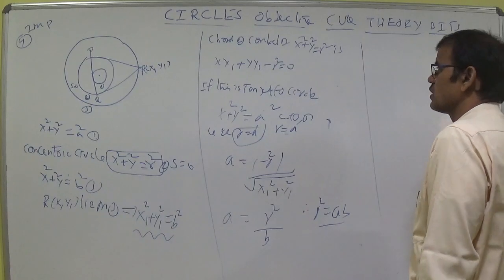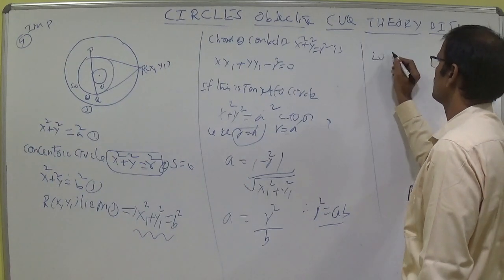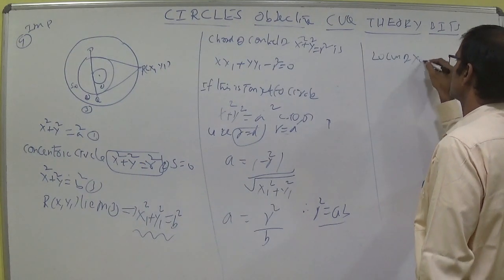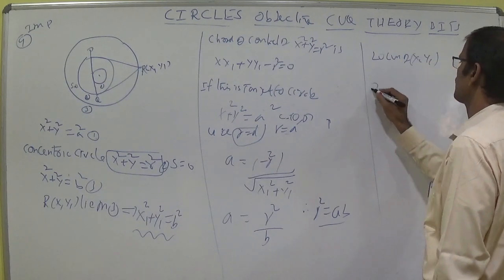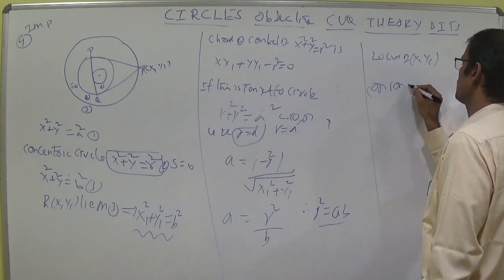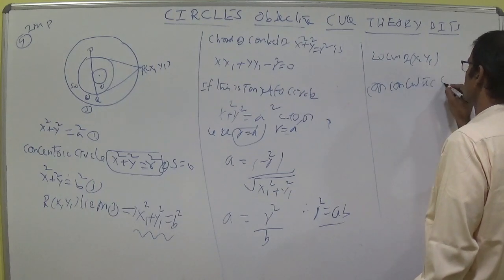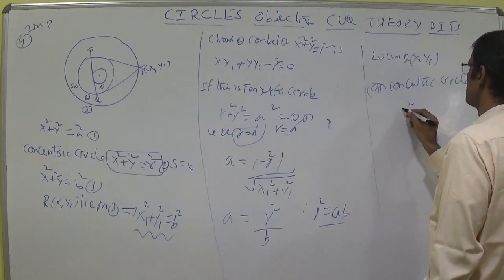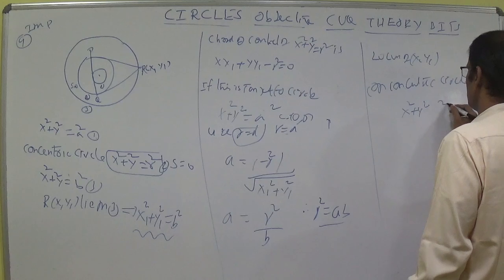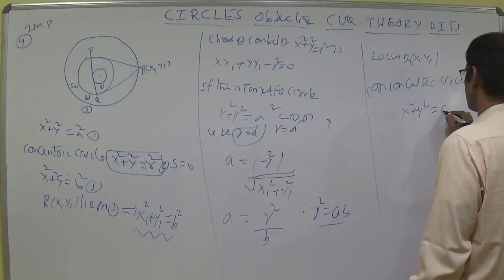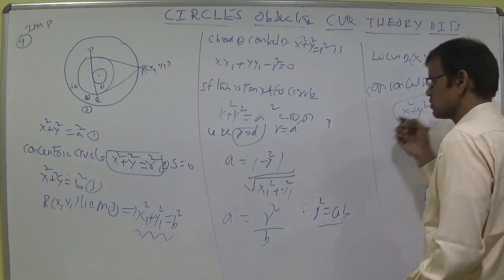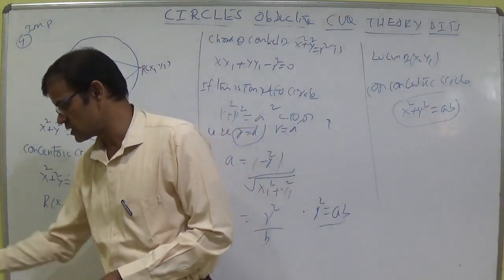So what we got is the equation of the locus of x1 comma y1, the concentric circle. Concentric circle equation is x square plus y square is equal to ab. This is the CUQ theory bit; you should understand it as a formula.